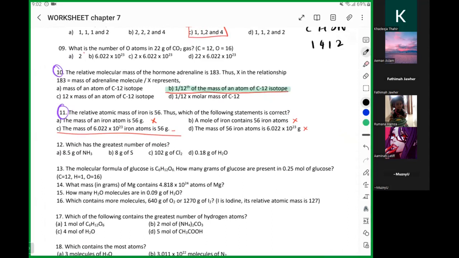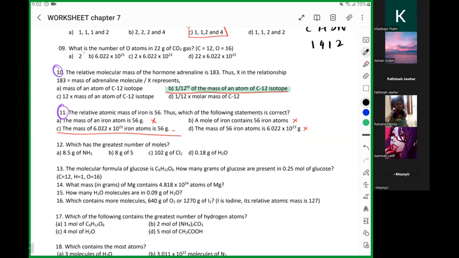The relative atomic mass of iron is 56. Thus, which of the following statements is correct? Mass of an iron atom is 56 gram? No, no and no. An iron atom will have a very, very small mass. But what can you say? The mass of a mole of iron atoms is 56 gram.